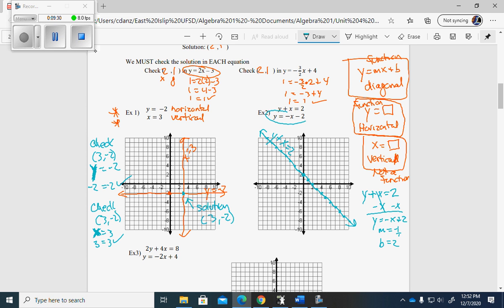This second equation, it's already in y equals mx plus b form. The slope is -1 and the y-intercept is -2. So I have to start at -2 on the y-axis, and I have to go down 1, right 1.